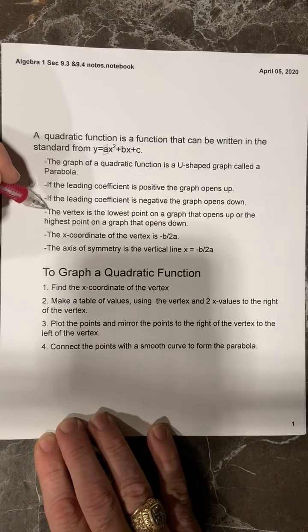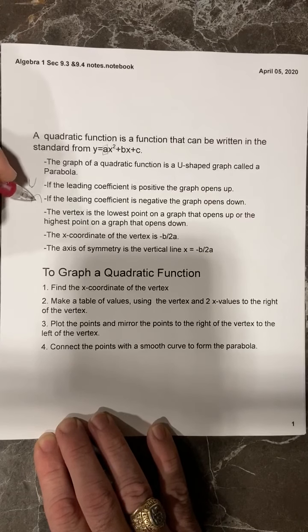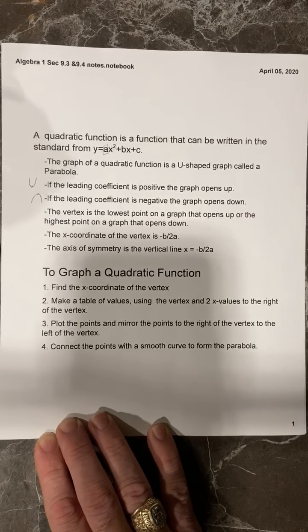So now the vertex is going to be the lowest point on the graph that opens up, or the highest point on the graph that opens down. So if our graph's opening up, the vertex is going to be at the very bottom. If it's opening down, then it's going to be the highest point in that graph.